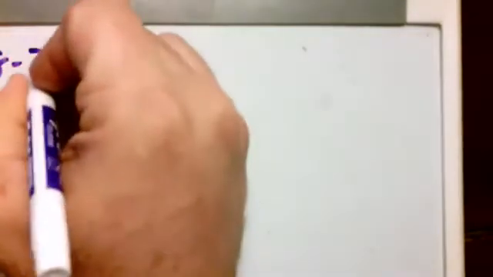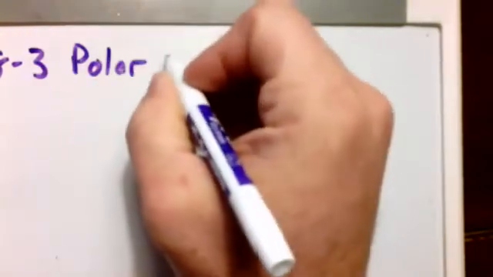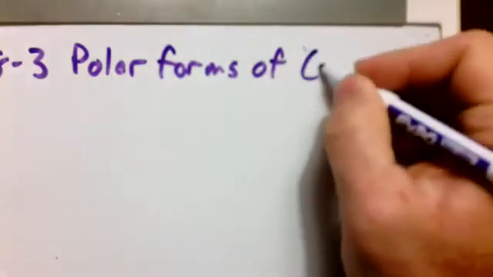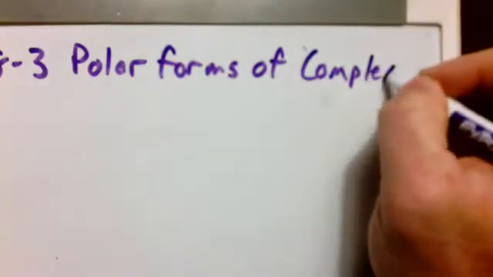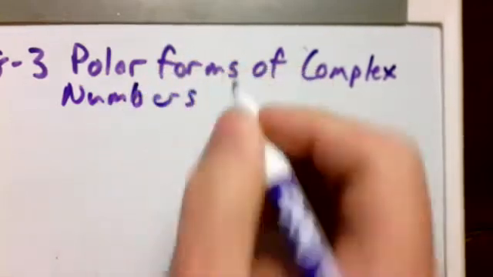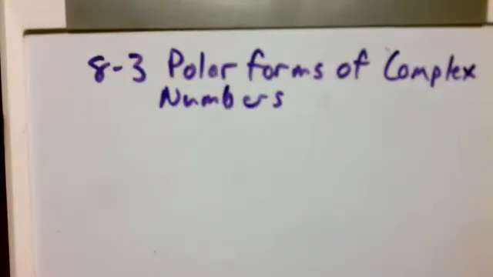Okay, so we are in 8-3, which is polar forms of complex numbers. Polar forms of complex numbers. I'm sorry. Okay.